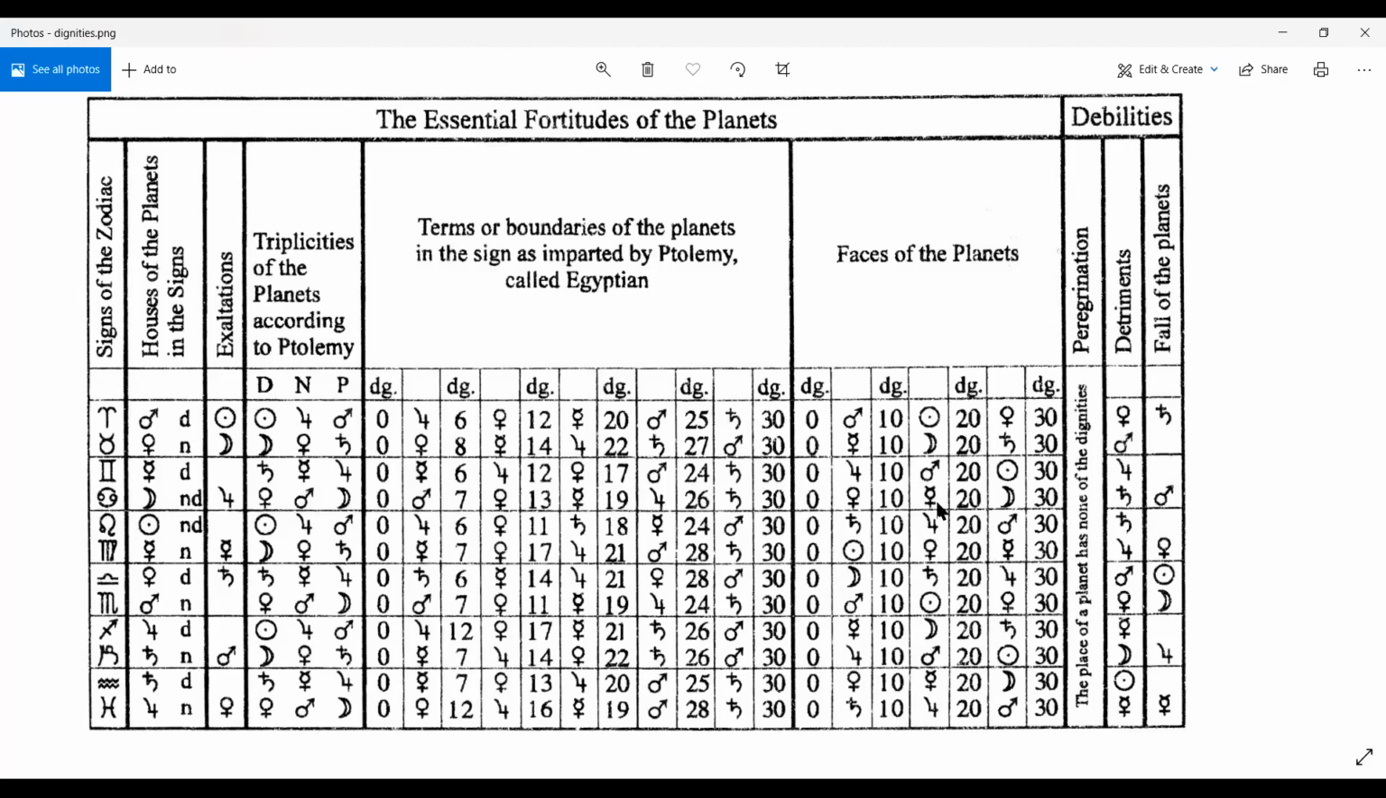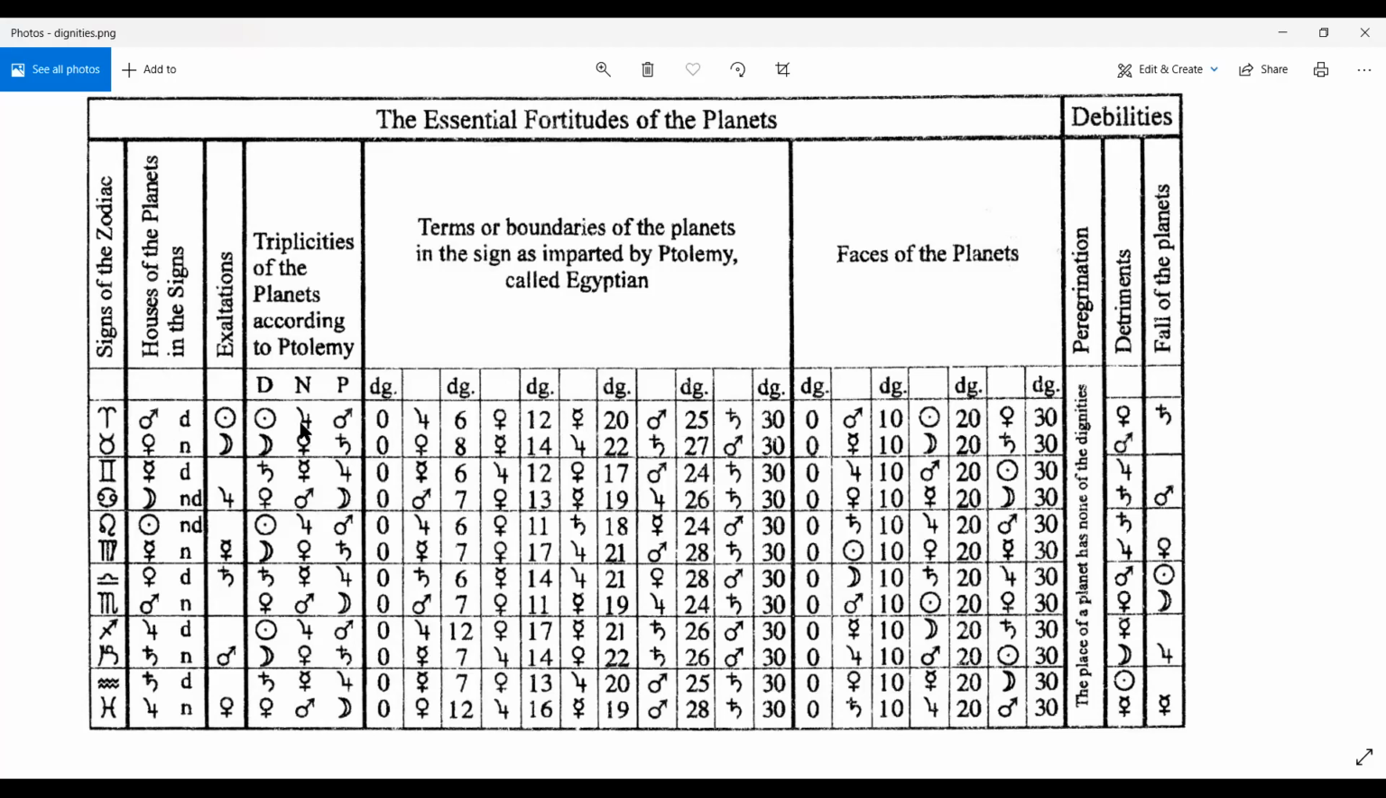Let's say you've got the moon, he would not be peregrine because he would be in his own term, which would give him 2 points, and in his face, which would give him 1. We're going to talk about points in a second. I haven't been consistent about points. I realize that, and we're going to get to that, so I'm sorry.